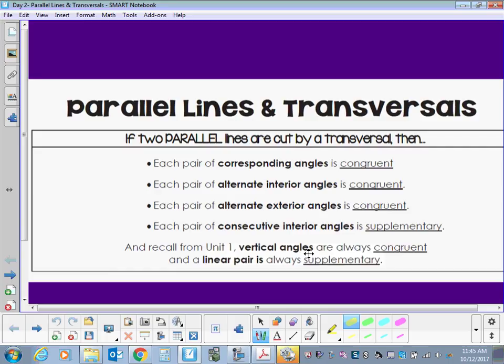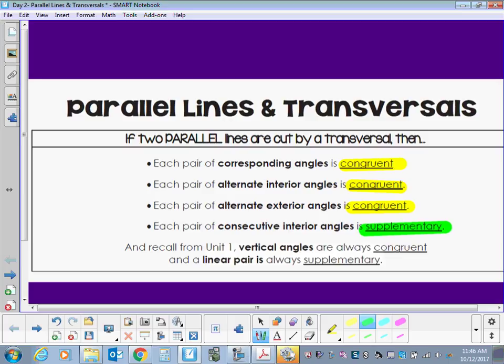It says if two parallel lines are cut by a transversal, then each pair of corresponding angles is congruent. If there are corresponding angles, they are congruent. This will be important once we start putting math and algebra into our angles. Each pair of alternate interior angles is also congruent. Alternate exterior angles are congruent. Consecutive interior means supplementary.